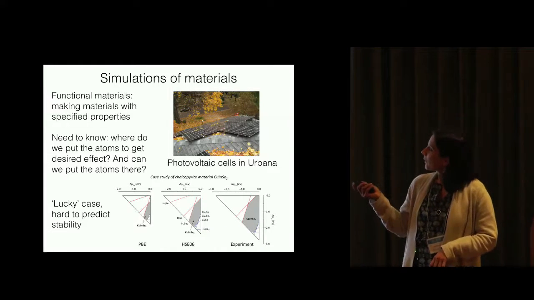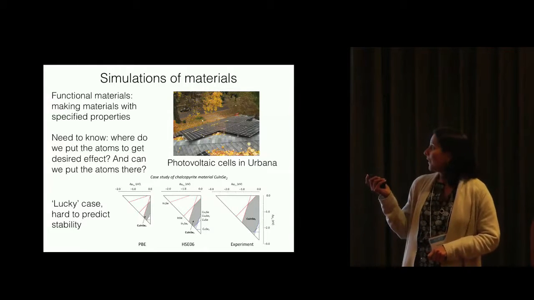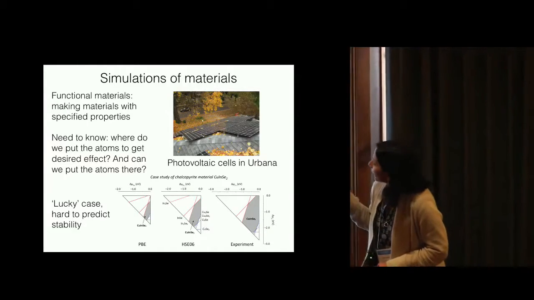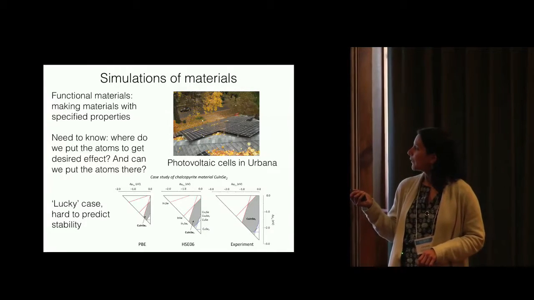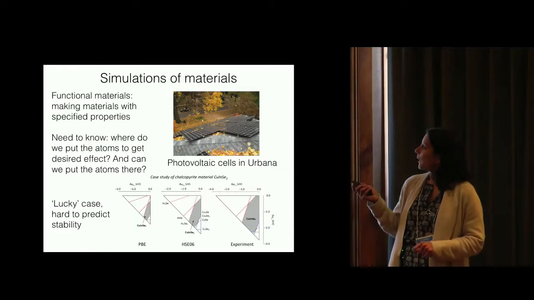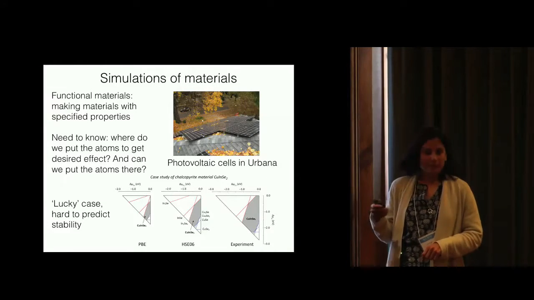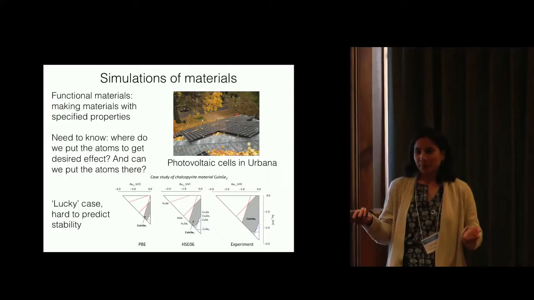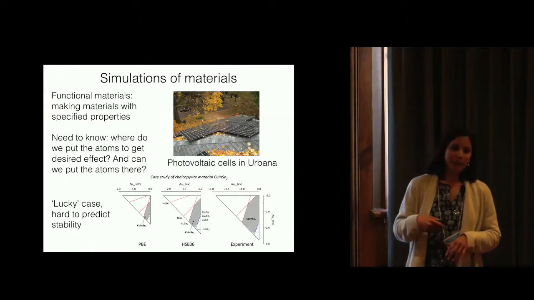So the question is really, why did it take so long to optimize the property that we're targeting? And can we do better? Is there a way to figure out in a faster way, where do I want to put the atoms to get the desired effect? And frankly, can we put the atoms there in the first place? Maybe I know that a given composition will give me the right properties, but maybe it's not stable.